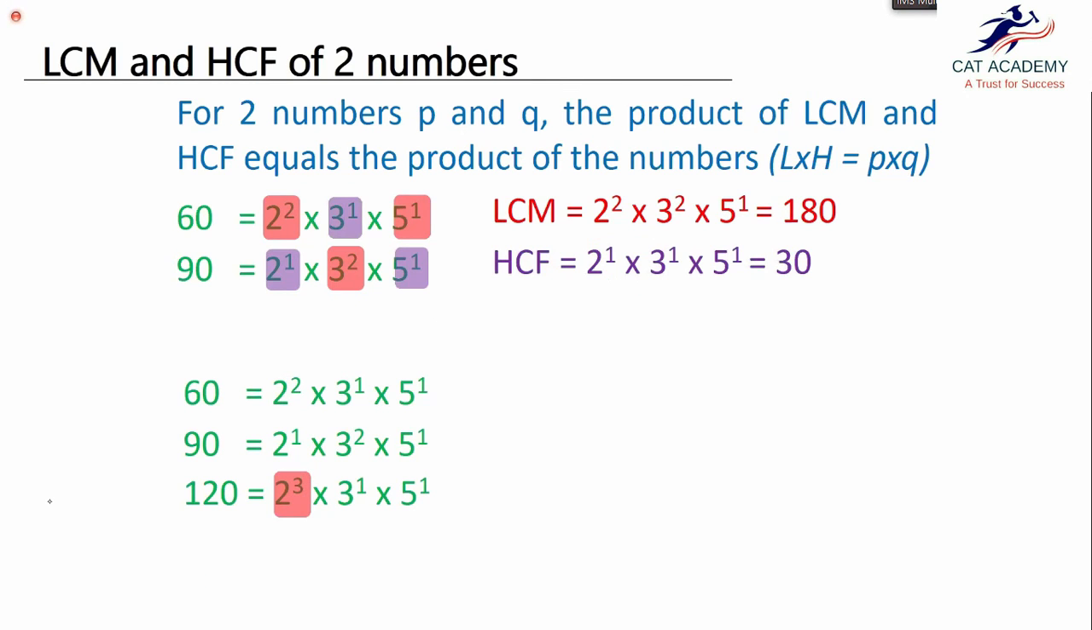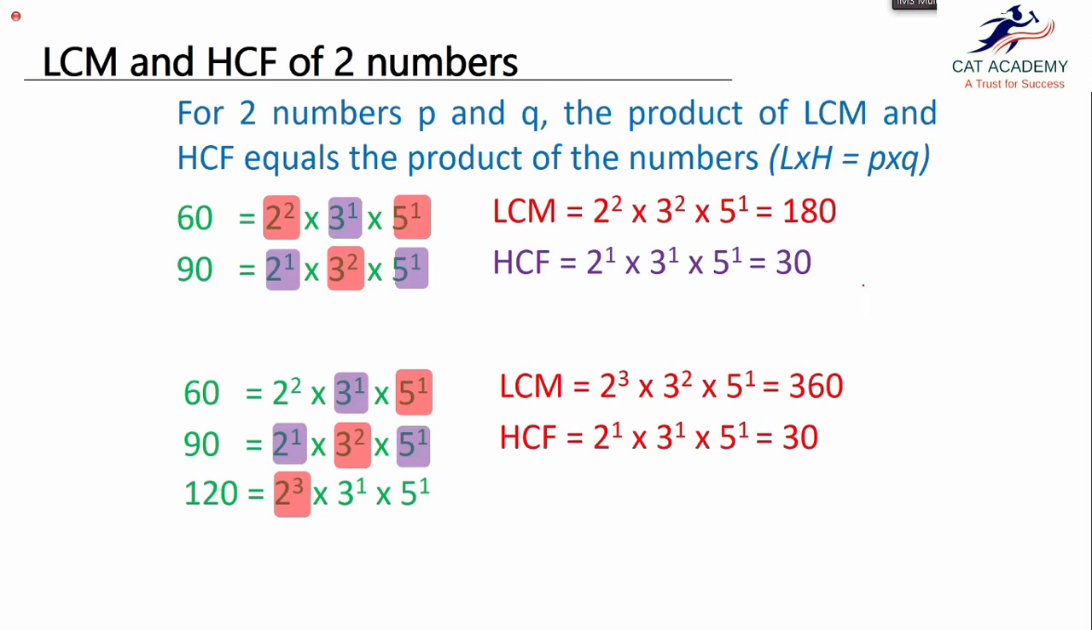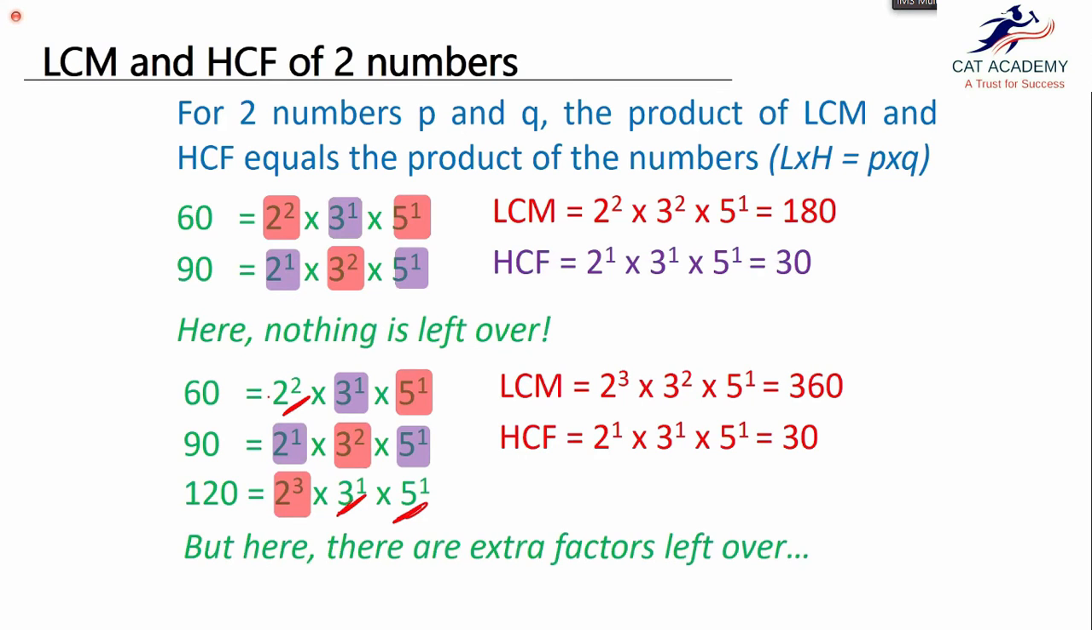So multiplication of numbers is same as LCM into HCF. What happens if I have three numbers? So this is my LCM, this is my HCF. So by observation, there are still some numbers pending, right? This number is pending, this number is pending, this number is pending. So that means in case of three numbers, my LCM into HCF cannot match up with a product of the numbers. Here extra factors are left over. So that's why in case of three numbers, this property doesn't hold true. But for two numbers, the property holds true that LCM into HCF is equal to product of two numbers. Okay?